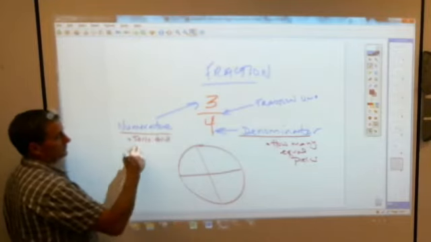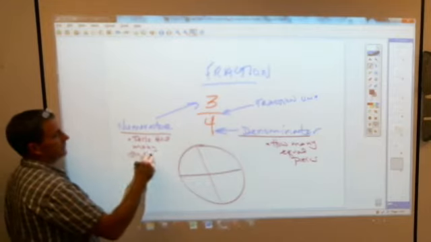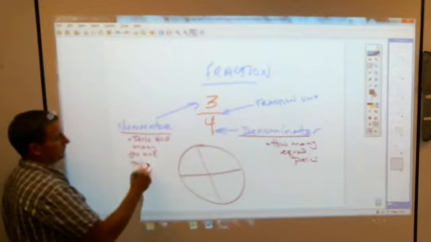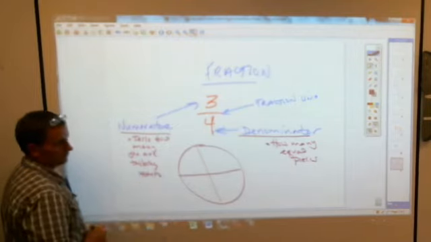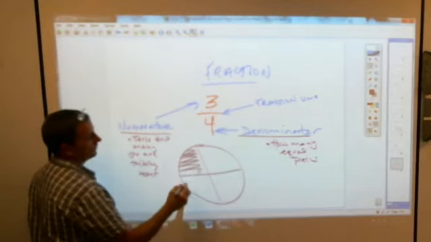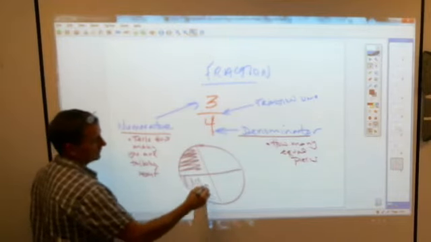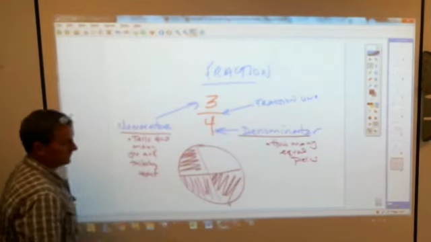How many are we talking about of the equal pieces. So here, if I'm talking about 3/4, that means I am talking about 3 out of the 4 pieces.